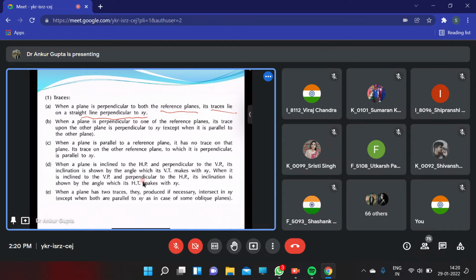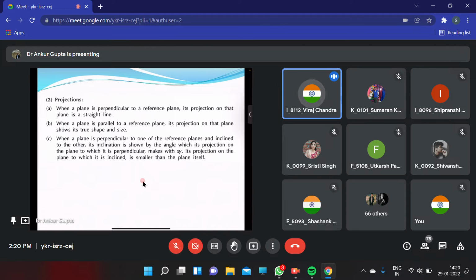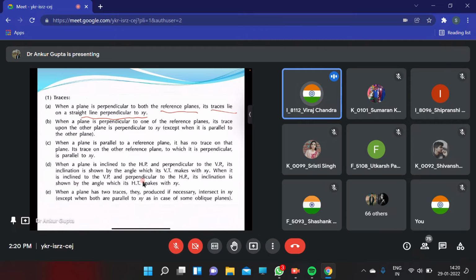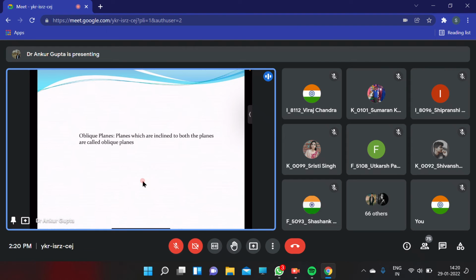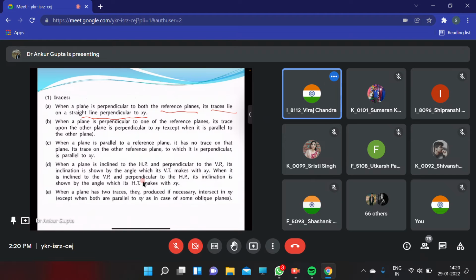The plane is inclined to match P. Projection. Sir, can you show a diagram for oblique planes? Oblique plane, when plane is inclined to both the planes, we'll solve the problems. Don't worry. Okay. Sir, the fifth point is given. So when a plane has two traces, they produce, if necessary, intersect in XY, except when both are parallel to XY.